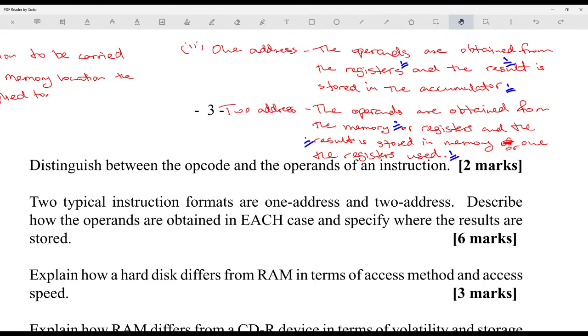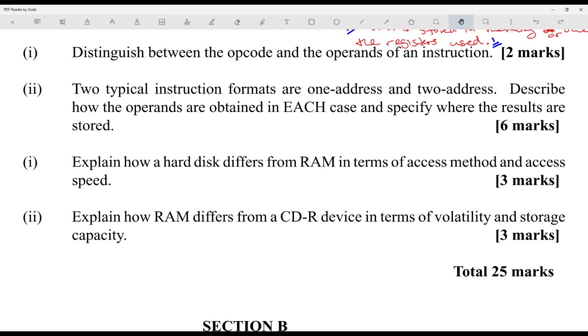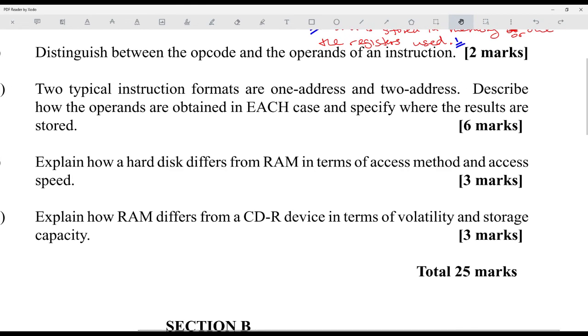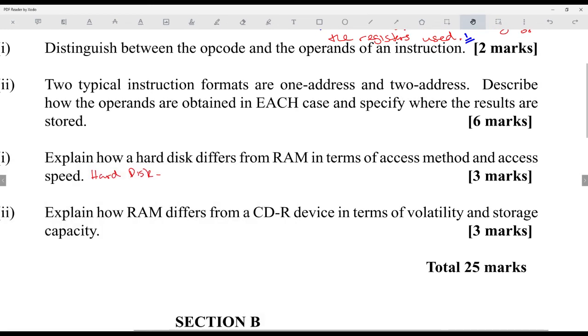So that should be that. Any questions? Did you all have something like that? Basically, yeah, alright. Explain how a hard disk differs from RAM in terms of access method and access speed. A hard disk access method is sequential, or index sequential. So it's either sequential / index sequential, whereas RAM is direct / random.